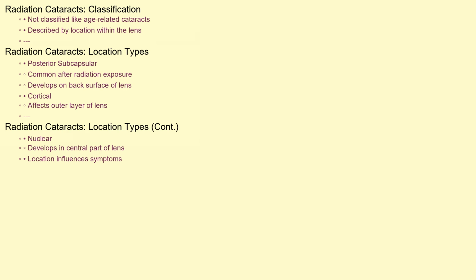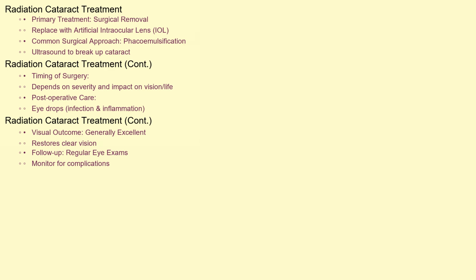Radiation cataracts do not have distinct classifications in the same way that age-related cataracts are categorized. However, they are often described based on their location within the lens. Posterior subcapsular cataracts, which develop on the back surface of the lens, are particularly common following radiation exposure. Cortical cataracts, affecting the outer layer of the lens, and nuclear cataracts, developing in the central part of the lens, can also occur. The specific type and location influence the symptoms experienced by the individual.